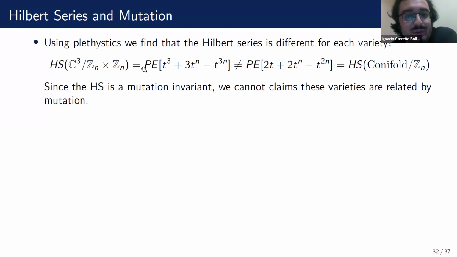And this seems to show something that isn't very good, in the sense that we find different Hilbert series for each variety. We have made the claim that Hilbert series is a mutation invariant. So if they have different Hilbert series, we cannot claim that these varieties are related by mutations. So they seem to kill our attempts in the water.